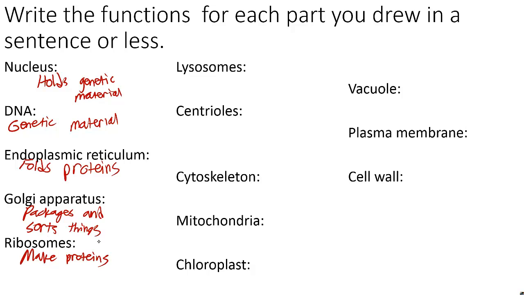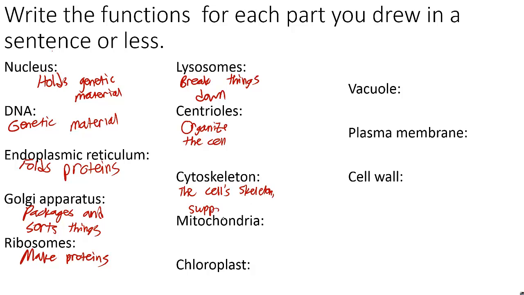The lysosomes break things down. Centrioles organize the cell. Cytoskeleton is the cell's skeleton, for support. The mitochondria makes ATP, energy for cells. That is the job of the mitochondria.